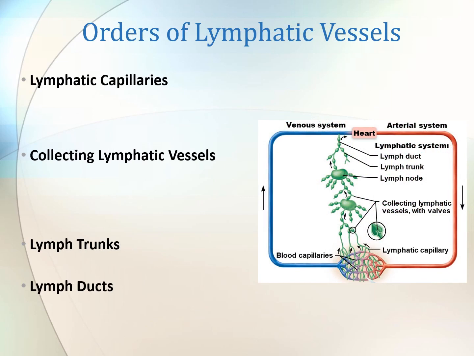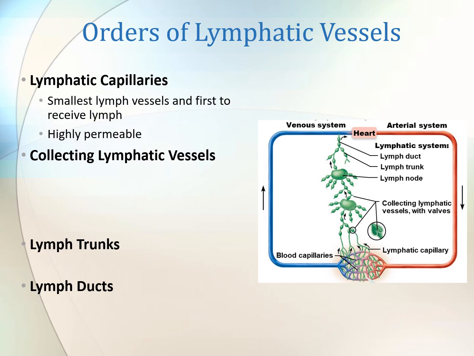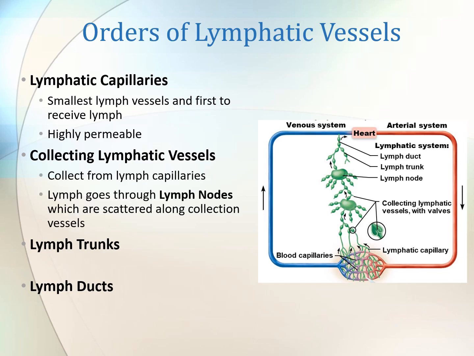So if we talk about the different types of lymphatic vessels, we talked about those lymphatic capillaries in the tissues. They're the smallest vessels. They're going to pick up all that extra fluid and it's going to become lymph. They're very permeable. They pick up just about everything. And then it's going to send that lymph through these collecting lymphatic vessels. And they're pretty much just a little bit larger than the capillaries.